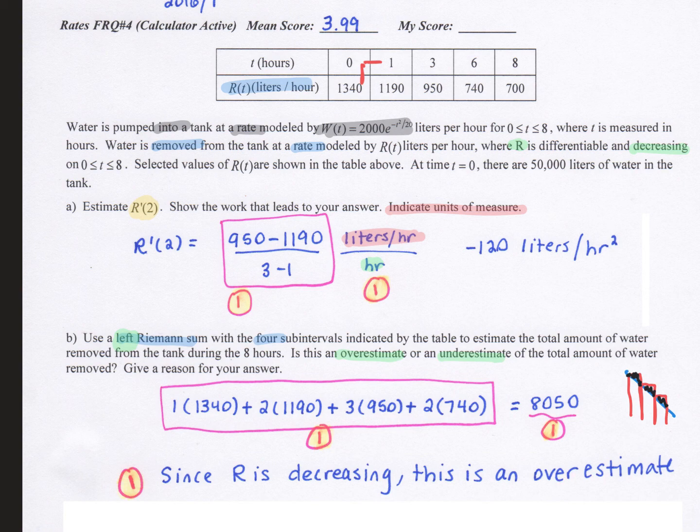To say over, with the reason being r is decreasing, is going to earn you a point. Make sure when you give this reason that you say which function it is that you're talking about. So don't say it is decreasing. Name it by name, so r is decreasing.